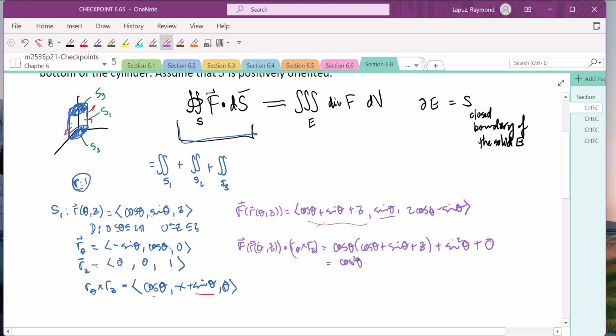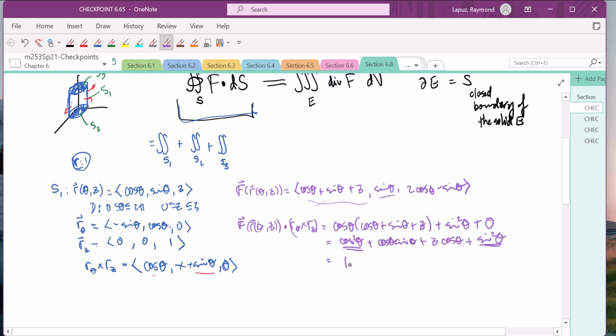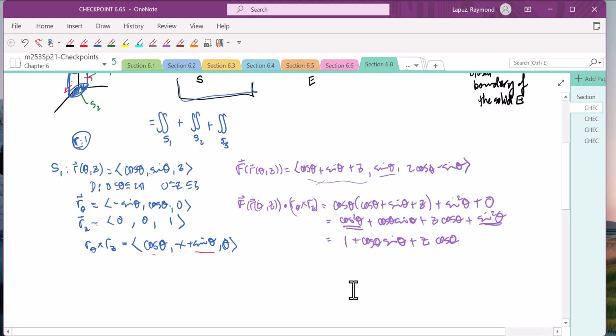We got the cosine squared theta plus cosine theta sine theta plus z cosine theta. And then we have the sine squared theta. So the first and last terms here will amount to 1. So let's just put that in the beginning. 1 plus cosine theta sine theta plus z cosine theta. All right, so that is the thing that we are going to integrate.